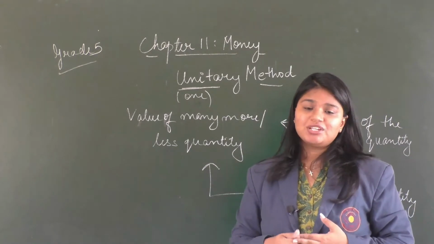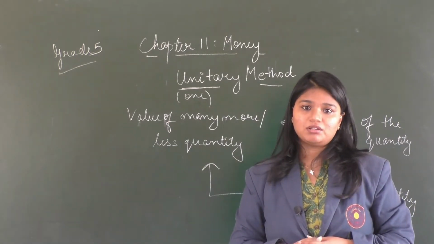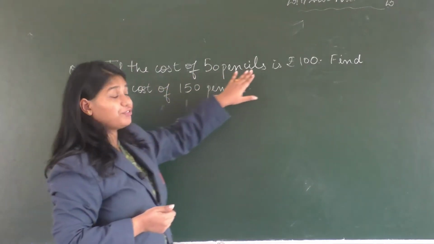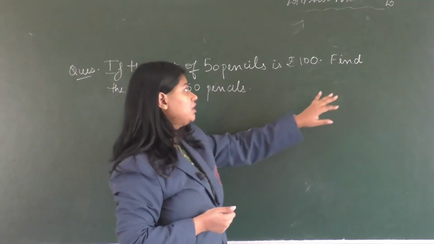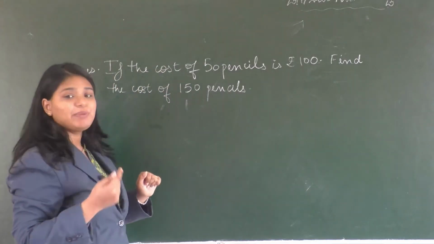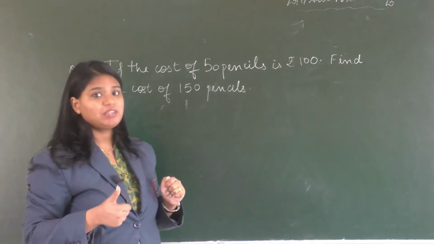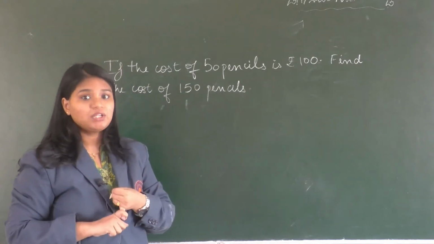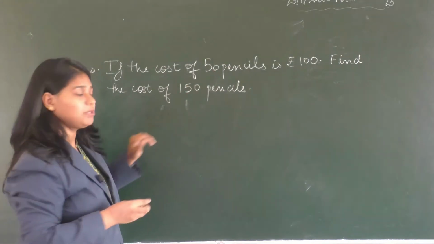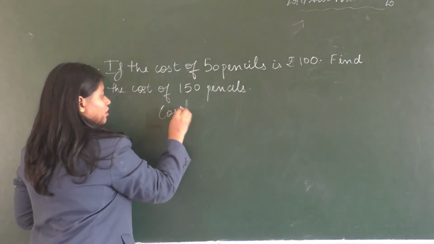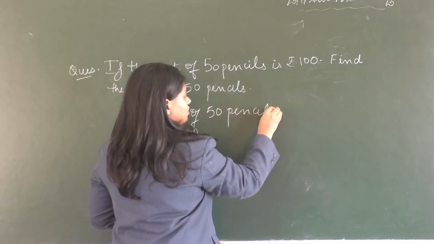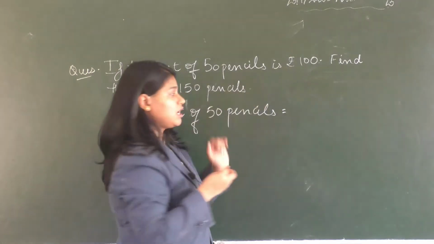Let's solve a question and understand this concept in a better way. Okay students, here we have a question which says, if the cost of 50 pencils is rupees 100, find the cost of 150 pencils. Now as mentioned earlier that under unitary method, first we find the value of one quantity. Here they have mentioned the value of 50 pencils. First statement will be cost of 50 pencils is equal to rupees 100.